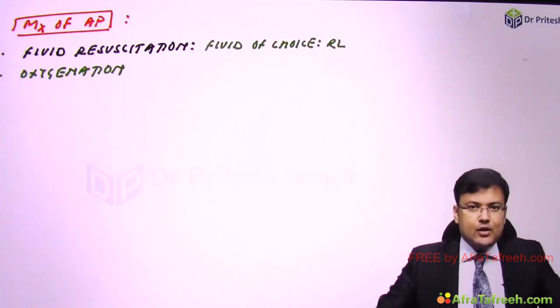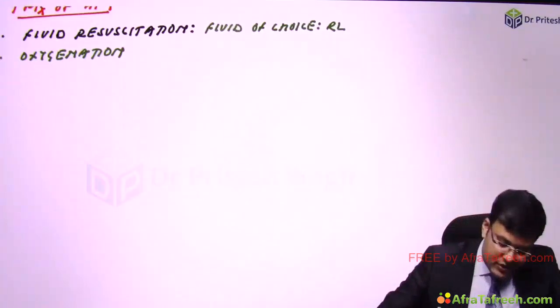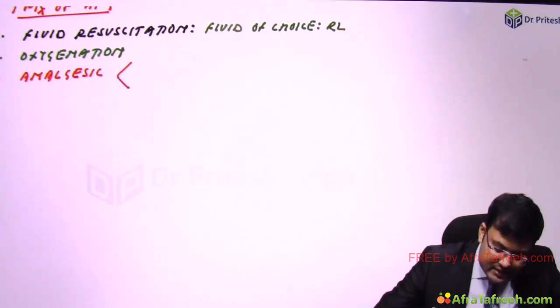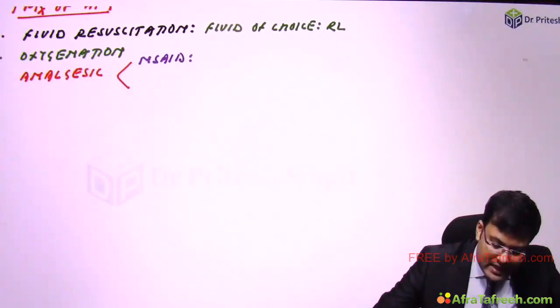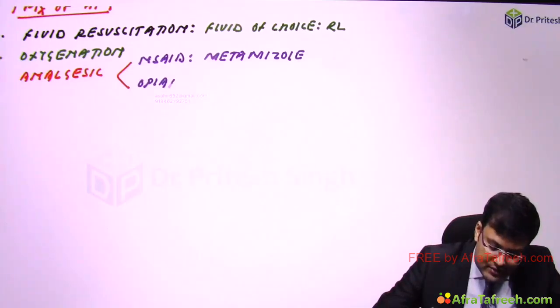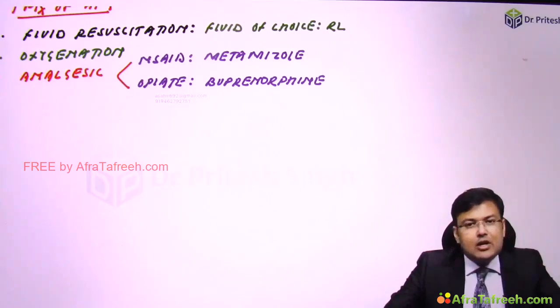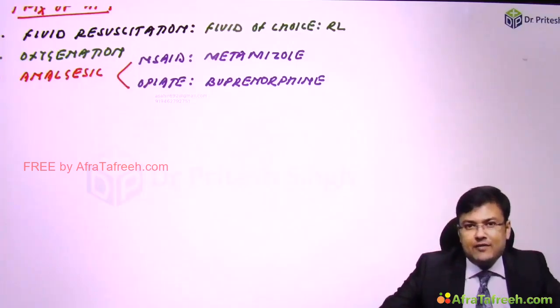Simultaneously, there is pain. So for pain, we have to give analgesics. Question, which analgesics? See, the NSAID of choice is metamizole. And what is the opiate of choice? The opiate of choice is buprenorphine. NSAID of choice, metamizole. Opiate of choice, buprenorphine.